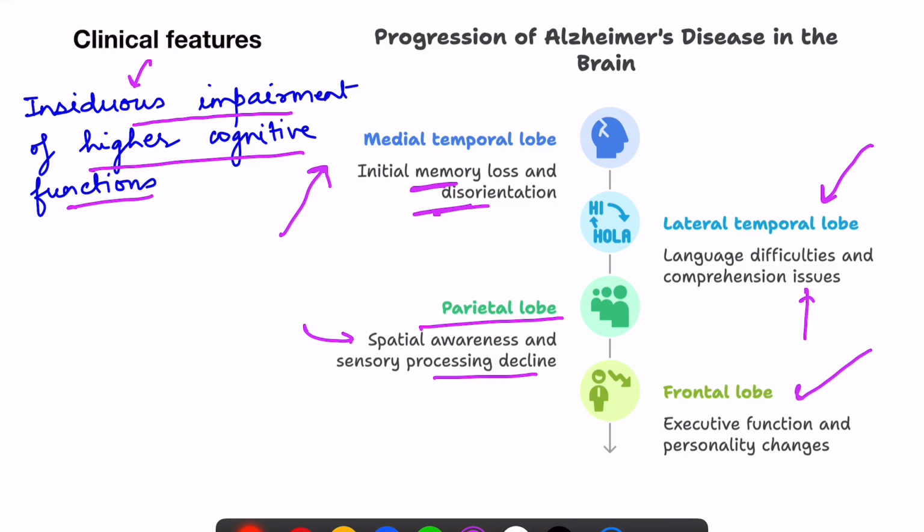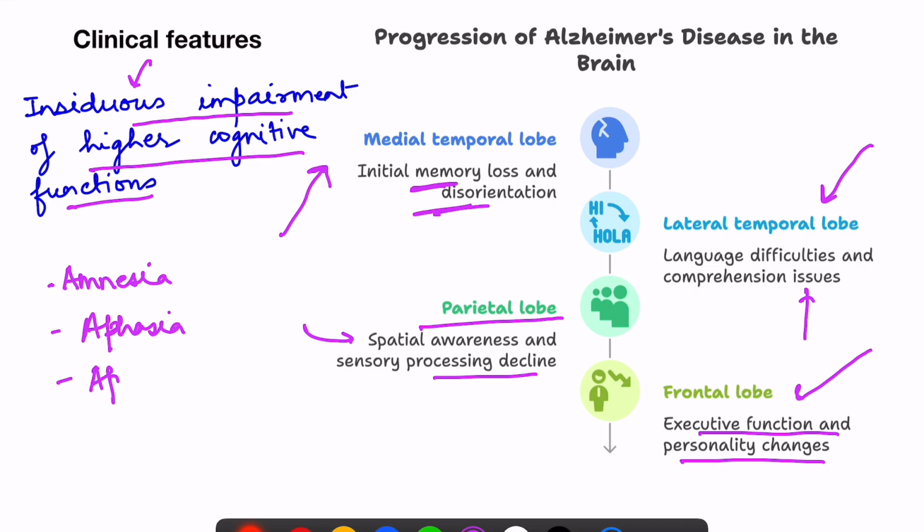And frontal lobe is affected, leading to executive function and personality changes disorders. Now, if we summarize this, we can say that there are 4 A's in the clinical features of Alzheimer disease, that is amnesia. Amnesia is memory loss. Then we have aphasia, that is language problem.